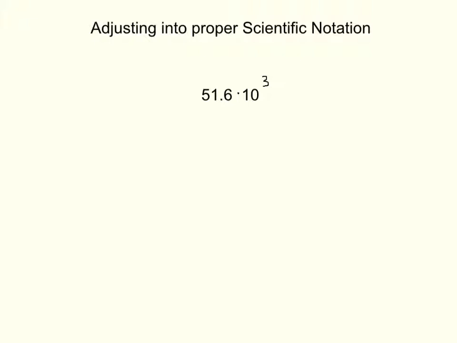In this lesson, we're going to be adjusting expressions into proper scientific notation. This expression written below is not in proper scientific notation. When you look at the first coefficient, 51 and 6/10, it is not a number between 1 and 10. So what we have to do is adjust our first coefficient. But when we do that, our exponent must also be adjusted.